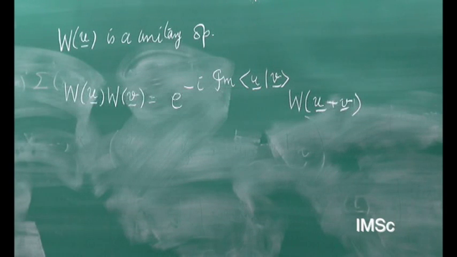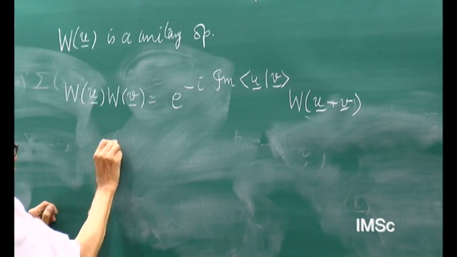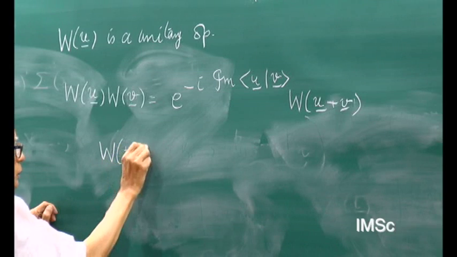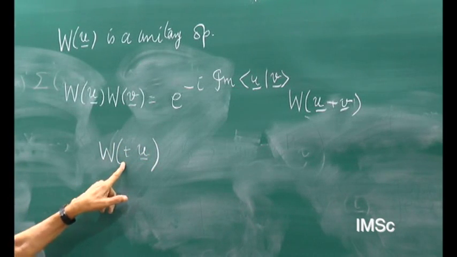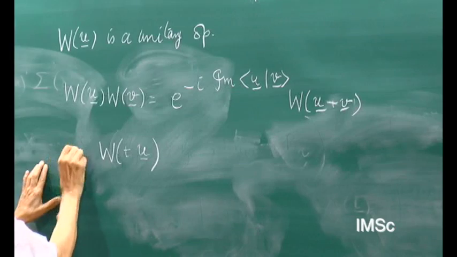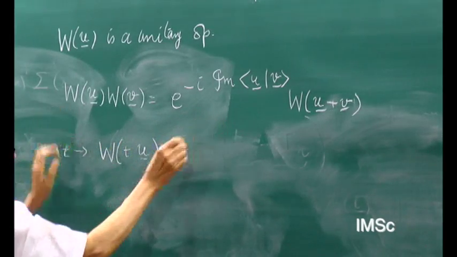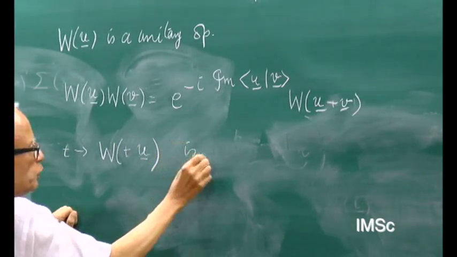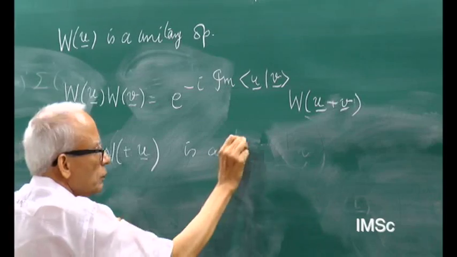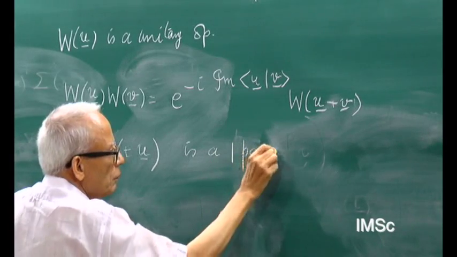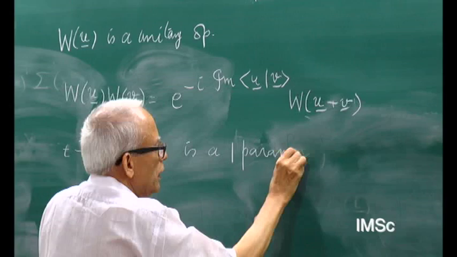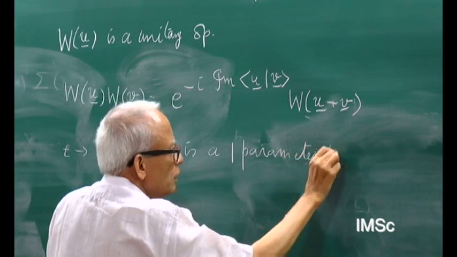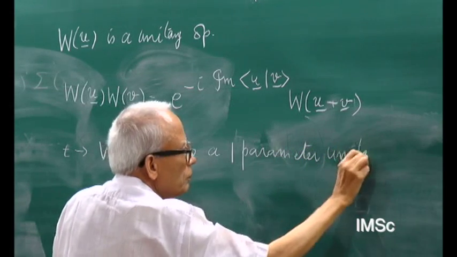And in particular, each W(tu), where t is real, t to W(tu) tells me is a one parameter unitary group. One parameter unitary group.